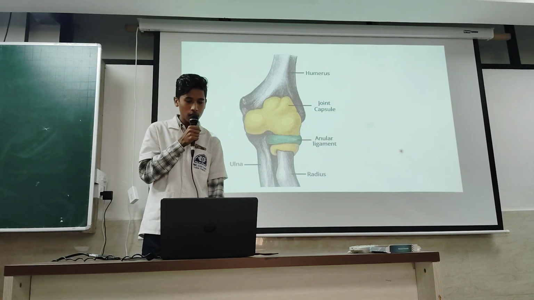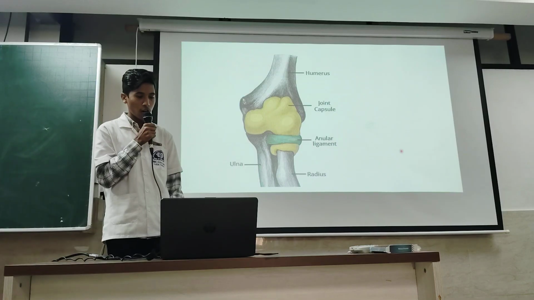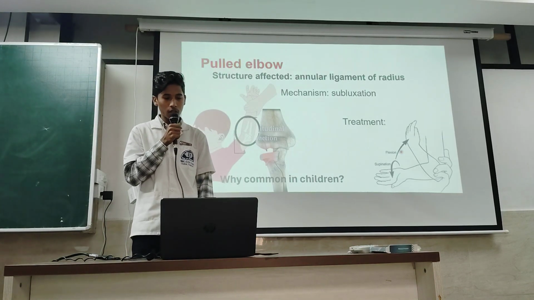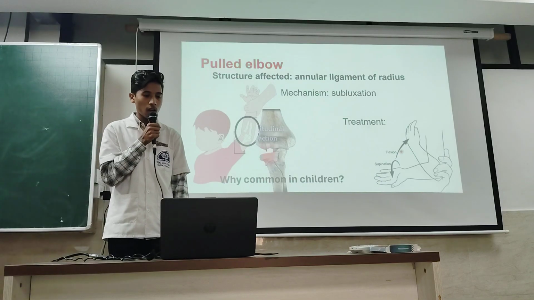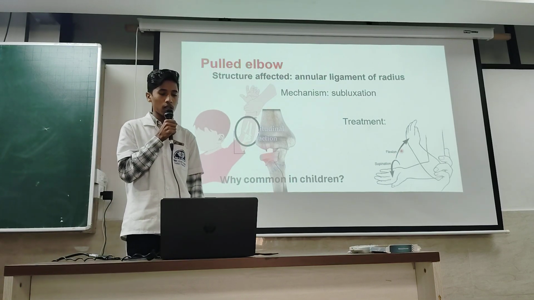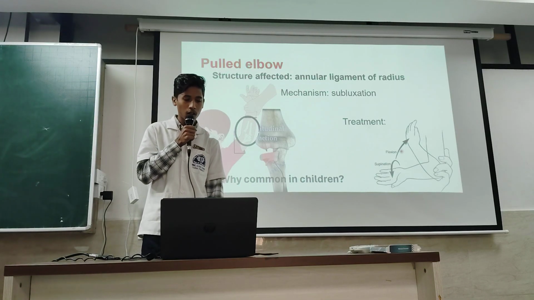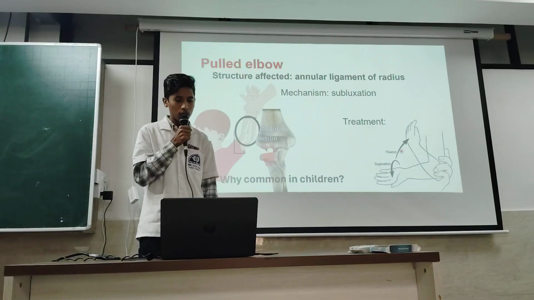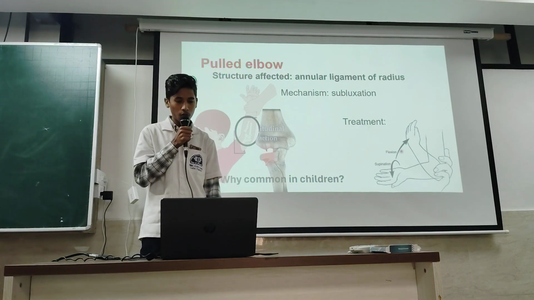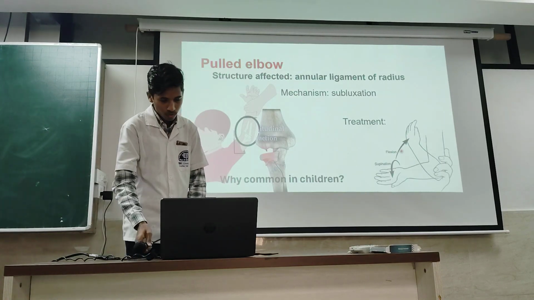Now we will see the anatomy of the annular ligament, which covers the head of the radius. In pulled elbow, the structure affected is the annular ligament of the radius, and the mechanism is subluxation of the annular ligament, which causes partial dislocation of the radius. Treatment is the supination flexion method. And the question is why it is common in children, because the radius head is not well developed and the annular ligament is loose. Thank you.